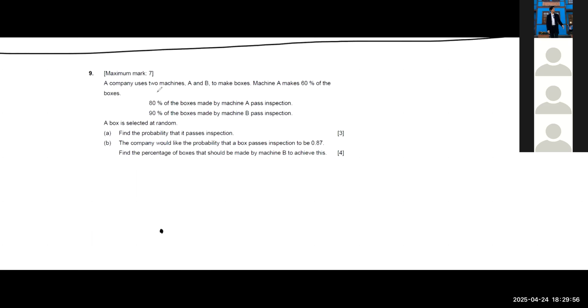Let's say that a box is selected at random from a whole set of boxes, and you want to check whether this box is going to pass inspection or not. Now, what's the first decision to make when you're about to make a box in this company? What do you guys think? What's the first choice that is made? Which machine to use, A or B? That's the first choice. So either A is used or B is used.